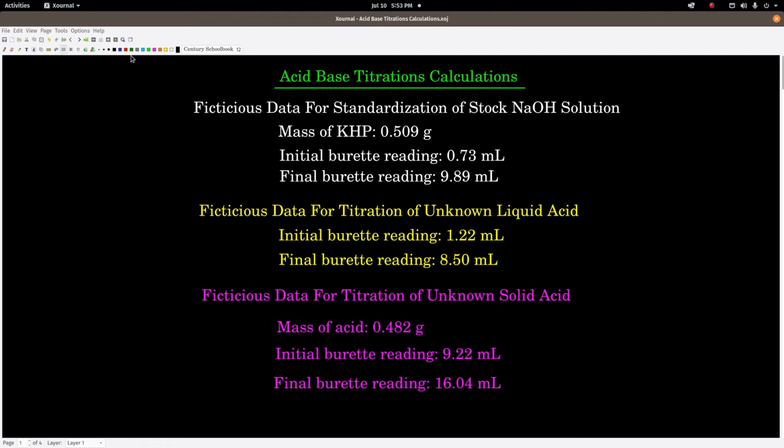Hey guys, so this video is on the calculations for the Acid Base Titrations lab. So what I did is I made up some fictitious data. So that's the first thing: don't use these numbers. This is just stuff I made up. You'll have your own numbers.